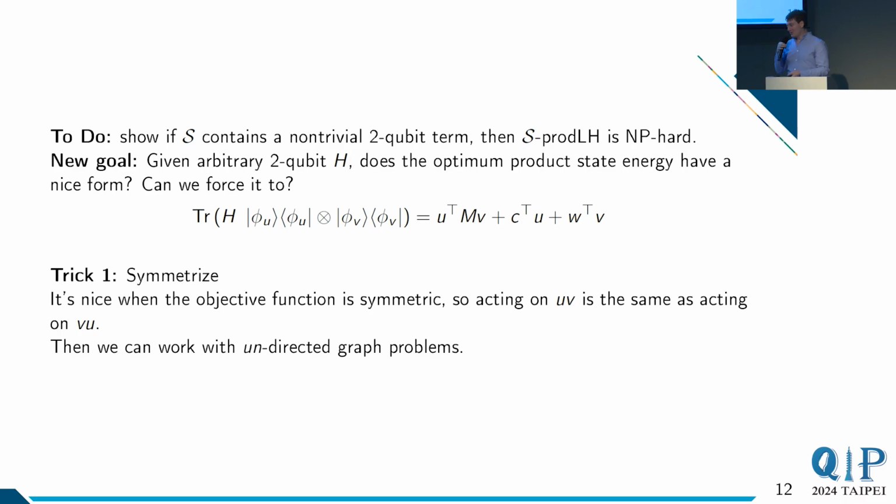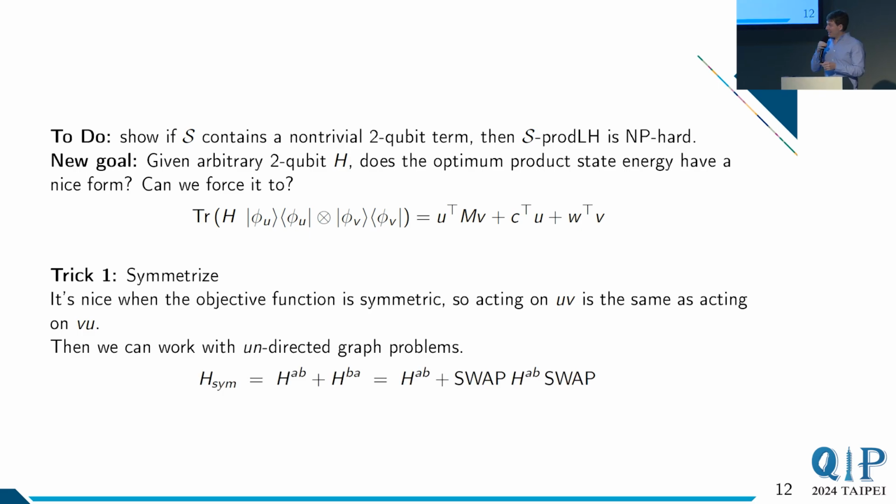So 2 tricks we're going to use. The first trick is we're going to symmetrize the term. It'd be nice if our objective function is symmetric, meaning that applying an interaction to u v is the same as applying it to v u. That means that when we start looking at graph problems, we can actually just look at an undirected graph instead of dealing with directed graphs. And to do this, we can use our freedom to apply terms to any pair of qubits we want and apply them in any direction we want. And we say that if you're going to apply it to qubits u and v, you're going to do it in both directions. And that way, anytime we apply an interaction, it's symmetric.